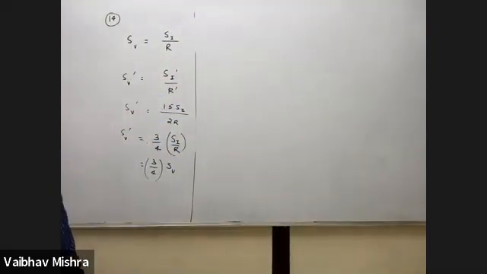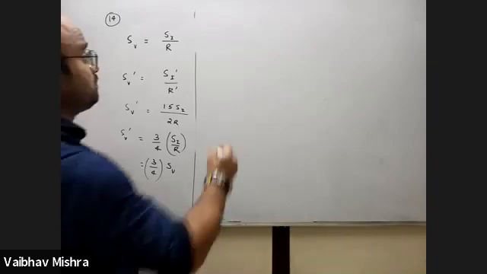Next, I'm going to the back, DPP number 6. Some questions we have done. One last question is question number 20. A microammeter has a resistance of 100 ohm and a full scale range of 50 microampere.